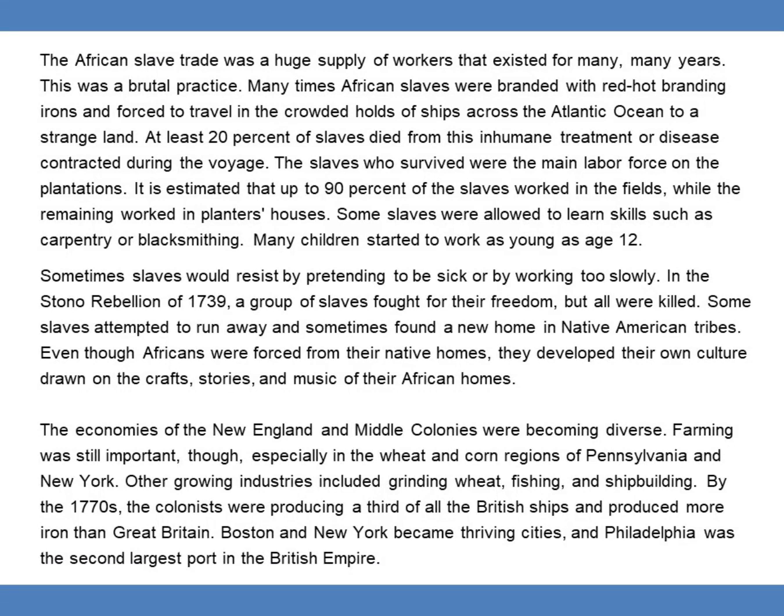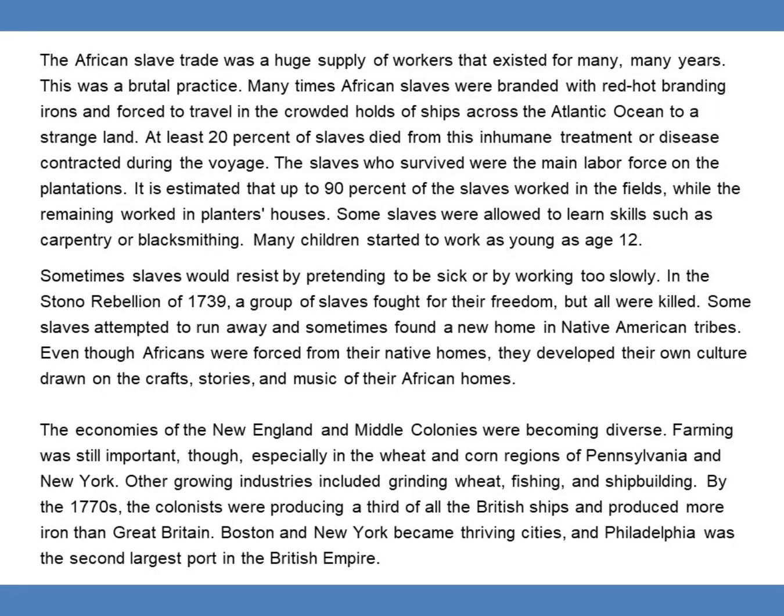The slaves who survived were the main labor force on the plantations. It is estimated that up to 90% of the slaves worked in the fields, while the remaining worked in planters' houses. Some slaves were allowed to learn skills such as carpentry or blacksmithing. Many children started to work as young as 12.